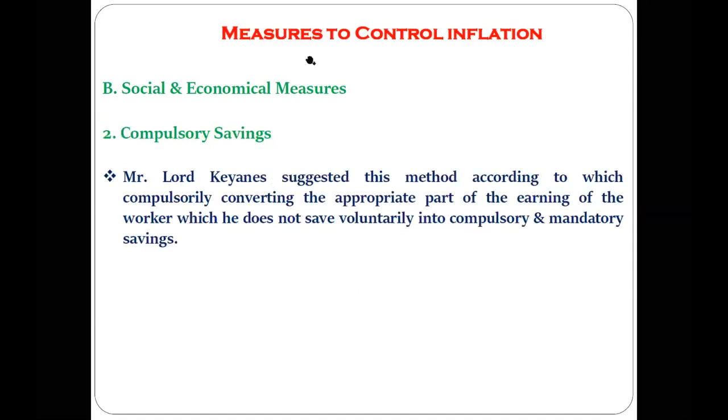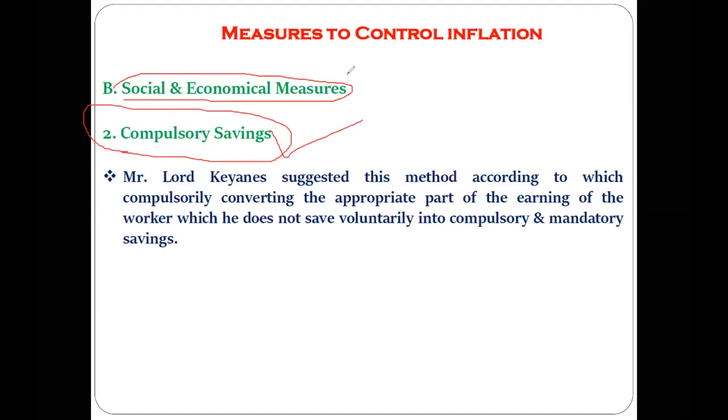Then another last measure or solution in social and economic measures is the compulsory savings. Now you tell me about this. What do you mean by the compulsory savings?